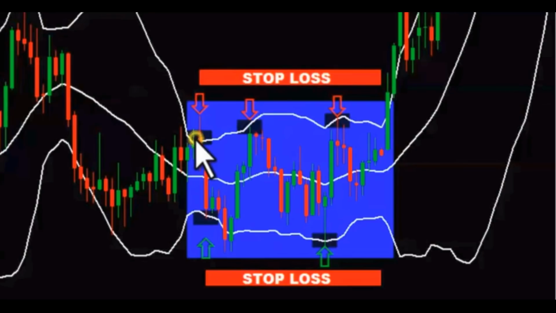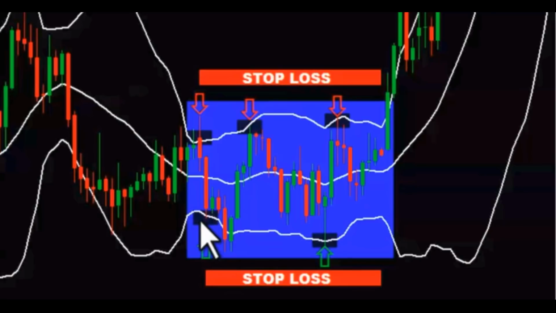Once the price hits the upper band, placing a stop loss above the upper band here, and a profit target may be placed at the bottom band here. Once the lower band has been hit, the sell trade is closed.